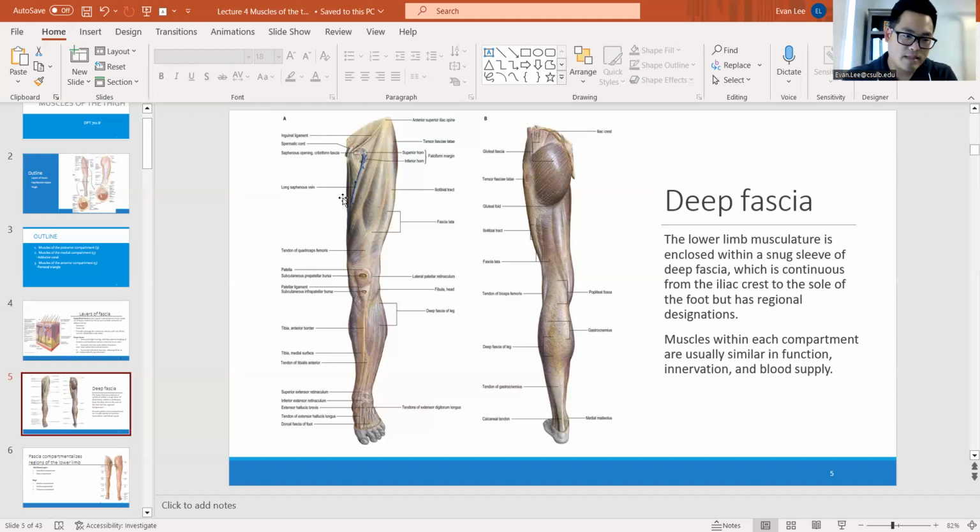Now, something that you might hear as we're going through this is the word fascia lata. That's referring to basically this deep fascia that covers the lower extremity. And just to be clear, when I say lower extremity, I really do mean lower extremity, going from the hip region all the way down to the foot.